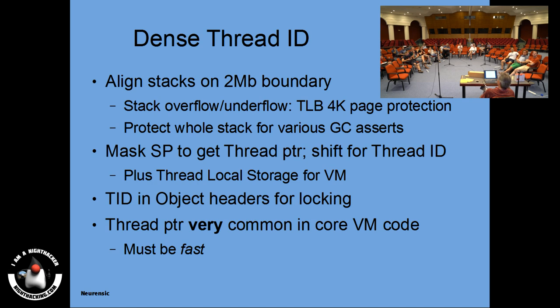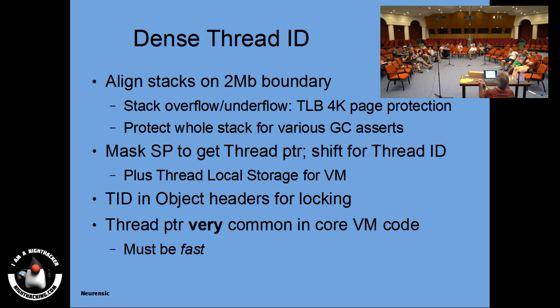Put your stacks on 2 meg boundaries, and then you can simply mask your stack pointer to get your thread pointer. It means getting your thread pointer takes about a clock cycle. It turns out thread pointers are used in a lot of places, and when they're used, they're typically in very hot code. So it's crucial to be able to get Thread.currentThread fast, and this is a way to get it in a clock cycle.